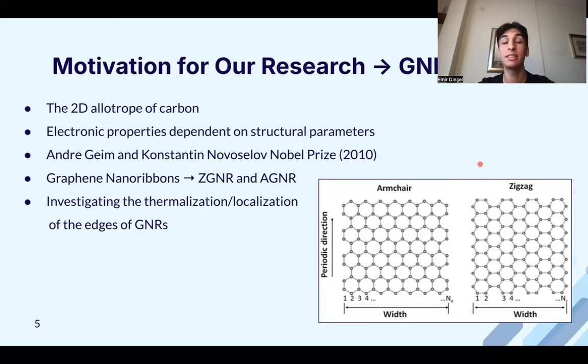So since then there has been a lot of interest in this topic, and they are divided into two types, which is zigzag graphene nanoribbons, as you can see on the right here, and armchair graphene nanoribbons, as you can see on the left here. And we will further be investigating the thermalization and localization of the edges of graphene nanoribbons, as it is already known that the center of them are already thermalized.